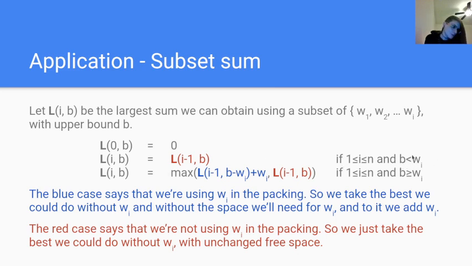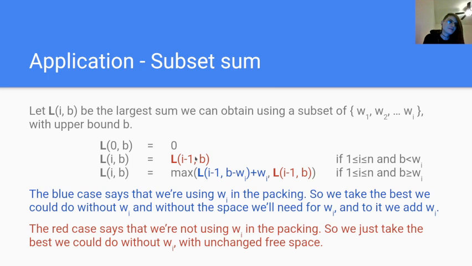If this condition holds, if b is less than w sub i, then we can just write L of i minus 1 comma b. This is going to be the value of our recurrence in that case, which we'll look back to a previous entry in the table, of course, because we're building up a table for this thing as we go.